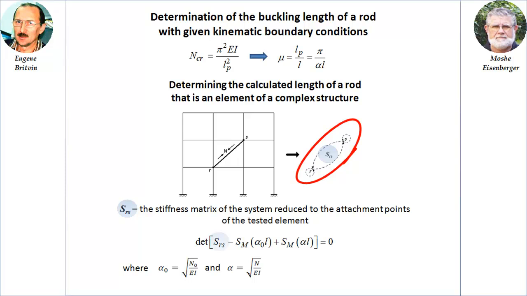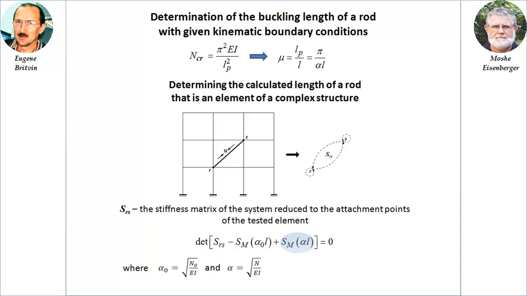Next, we exclude from this matrix the unit reactions of the element Rs itself, and instead of them we add the reactions of this same element as functions of the critical parameter alpha. Let us denote the proper matrix of unit reactions of the tested rod Sm of alpha.